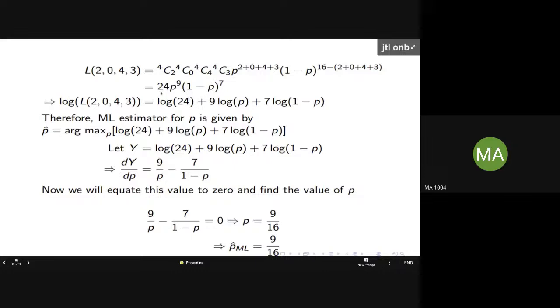If you differentiate this directly, it's fine. But if you take log, the right-hand side will be log 24 plus 9 times log p plus 7 times log (1 minus p), because the power comes out of the log. So this is simpler.